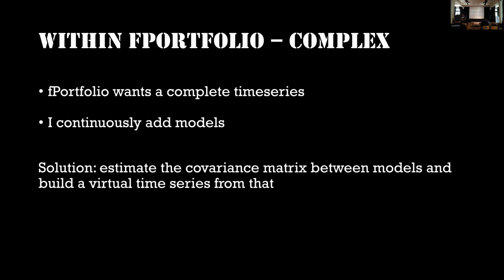So the portfolio wants a complete time series, and I continuously add models, so I never have a complete time series unless I throw away most of the data and just use the overlapping data of the last models I added. So that was a bit annoying. And that's why I used this covariance matrix and built a virtual time series from that.